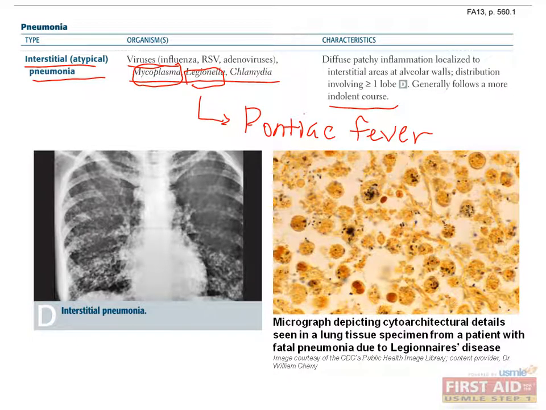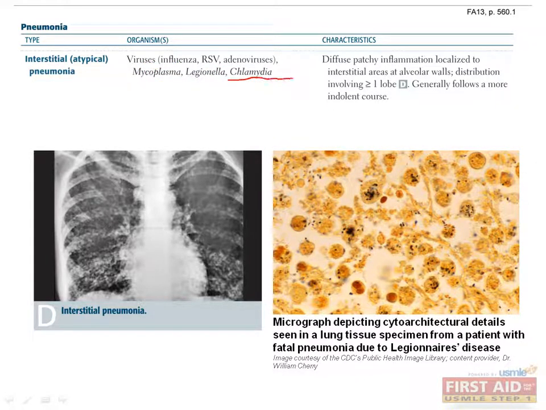Here's a silver stain of lung tissue in someone with fatal Legionnaires' disease. The dark specks are all Legionella pneumophila bacteria. Now, Chlamydophila pneumoniae is a common cause of community-acquired pneumonia.